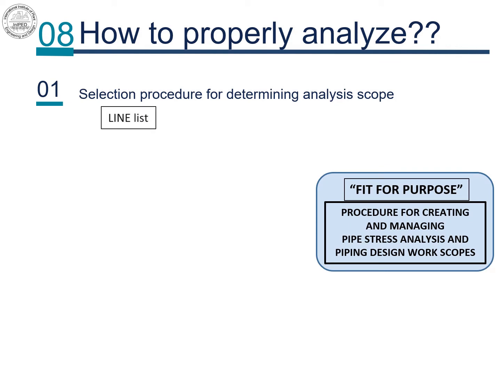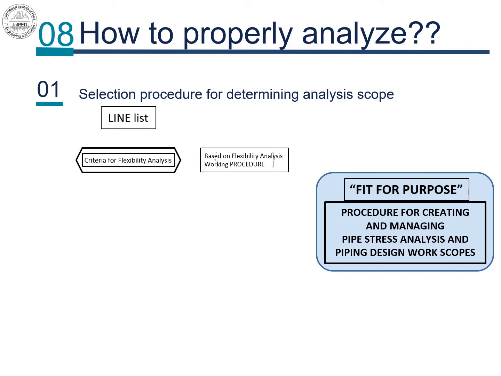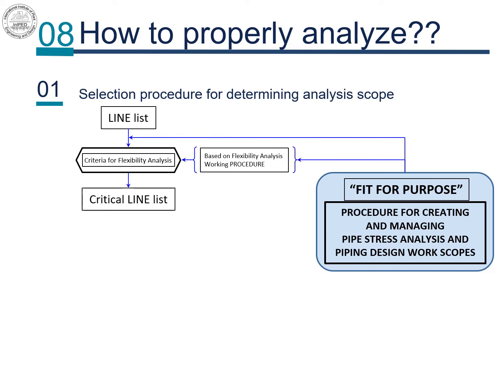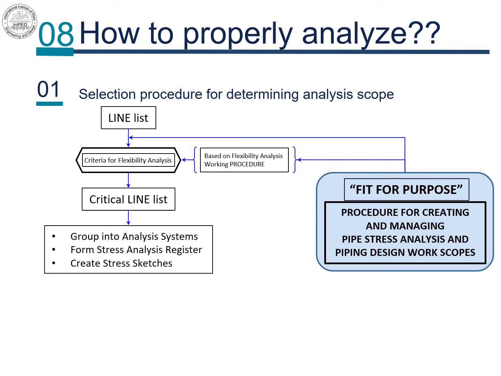From the line list and the criteria for flexibility analysis, which is based on the Flexibility Analysis Working Procedure, we go into creating a critical line list. From there, we have the basis for grouping the lines into coherent systems suitable for analysis, forming a stress analysis register and producing a particular stress analysis deliverable list, and creating stress sketches.